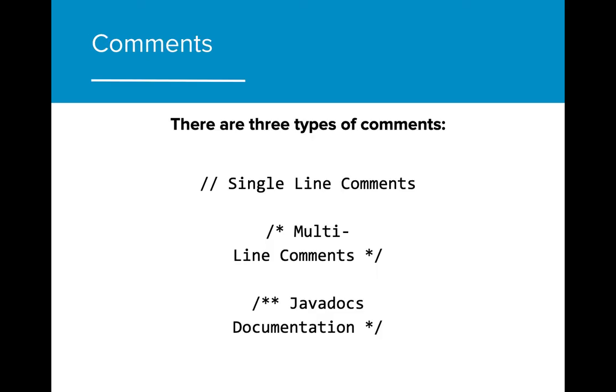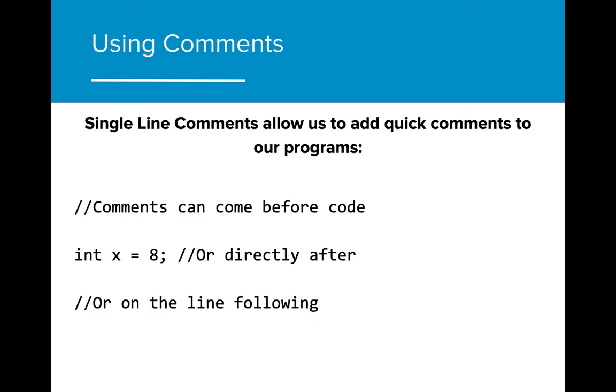There are 3 types of comments that we can use in our programs: single-line, multi-line, and Javadoc documentation. We will cover all of these in this lesson. Single-line comments allow us to add quick comments to our programs. We can write single-line comments by writing 2 slashes and following that with any comment.